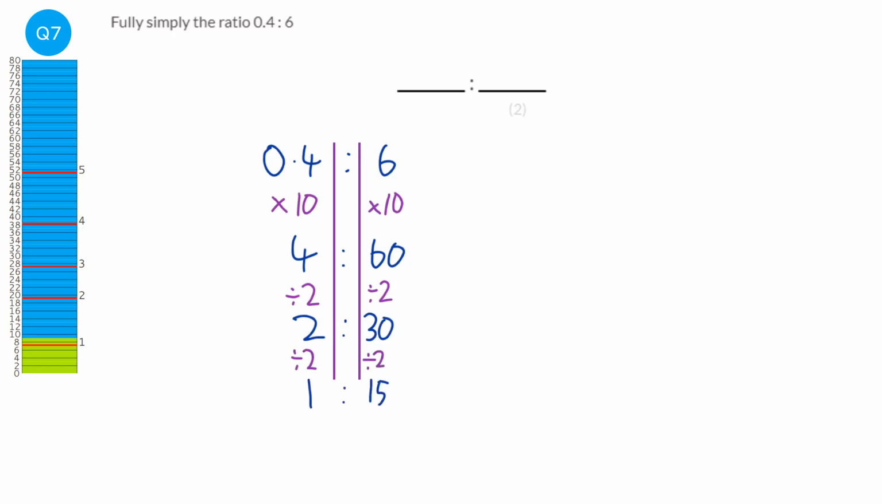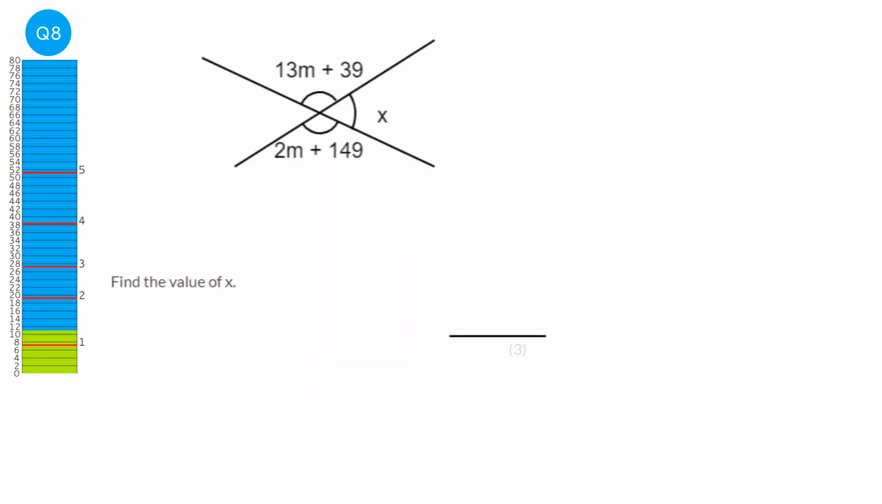And that would be 1 to 15. Now you might have just divided by 4, and that would also give the right answer. In fact, there's a couple of different methods that you can get the same answer with. So we have a set of vertically opposite angles here and here.